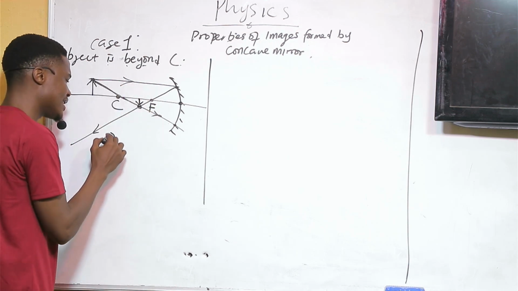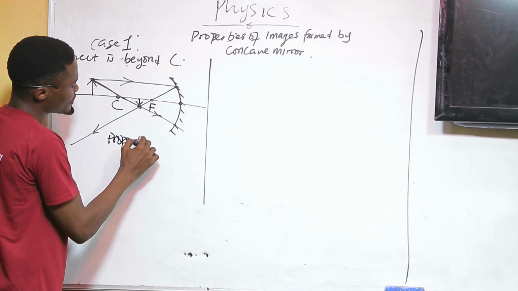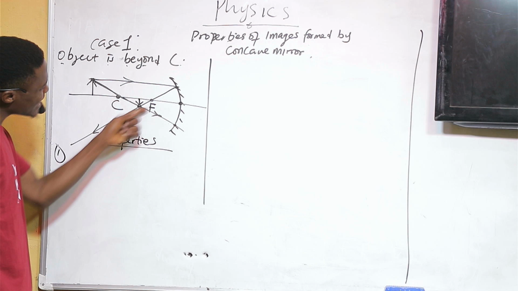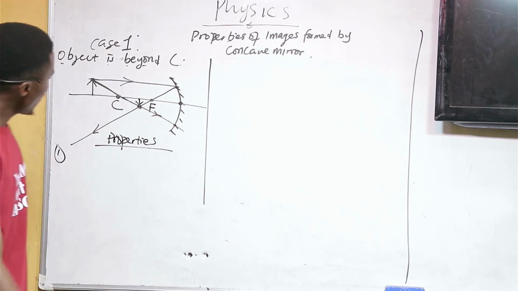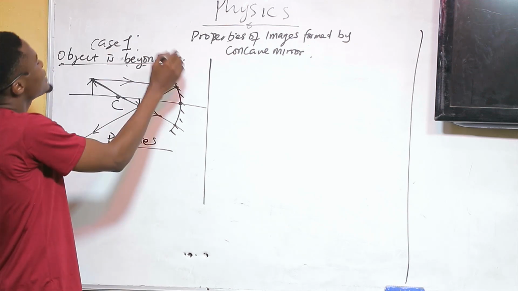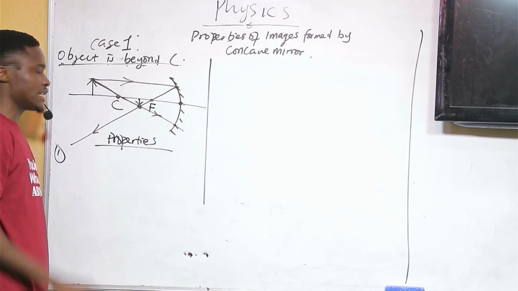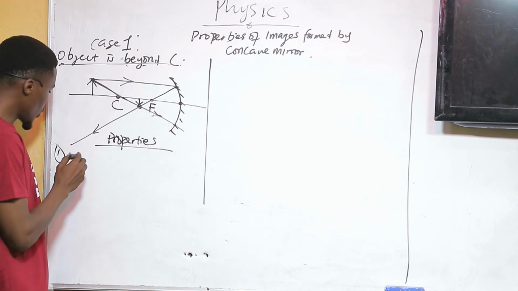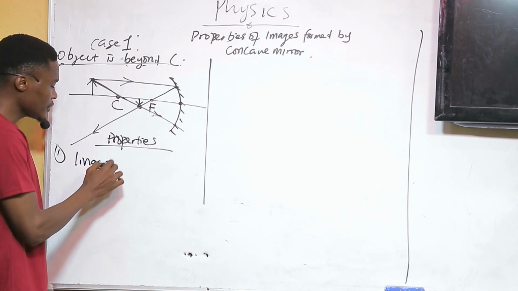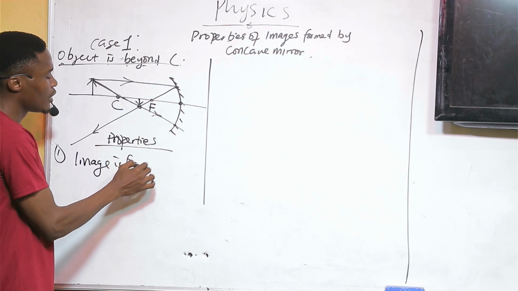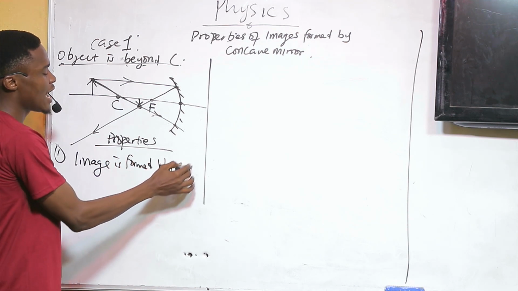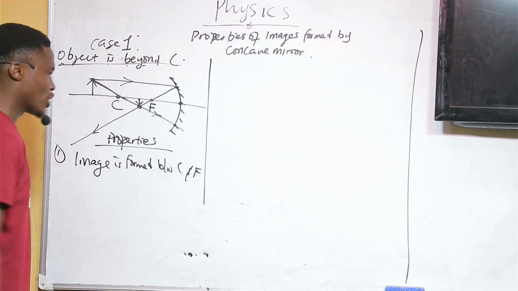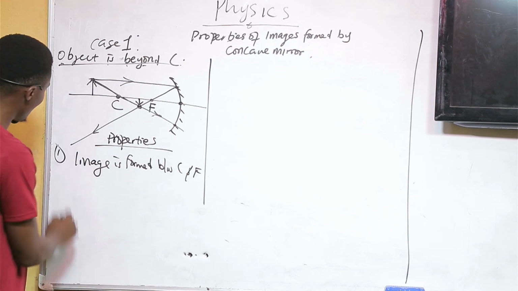Now after drawing this, the next thing I have to do is to find the properties of the image formed. Properties means let us describe this image. So what is the first thing? Remember, our object is beyond the C. So where is our image formed? Our image is formed between C and F. So we can say the image is formed between the center of curvature and the principal focus. So between C and F. That is the first one.